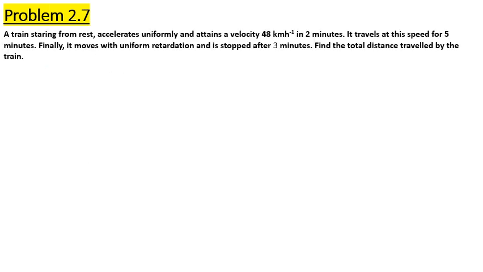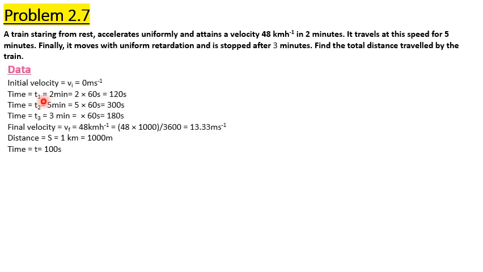Problem 2.7. A train starting from rest accelerates uniformly and attains a velocity 48 km per hour in 2 minutes. It travels at this speed for 5 minutes. Finally, it moves with uniform retardation and is stopped after 3 minutes. Find the total distance traveled by the train.